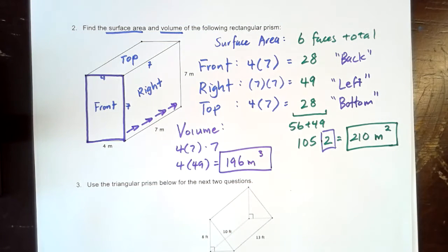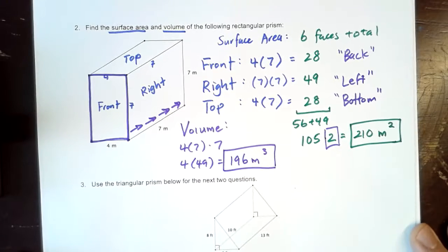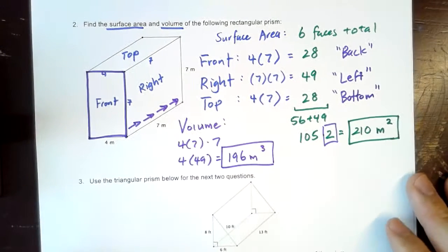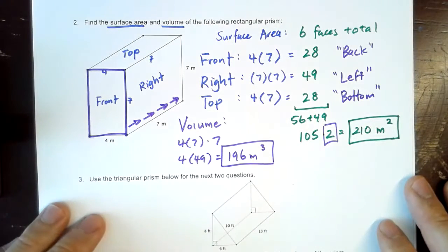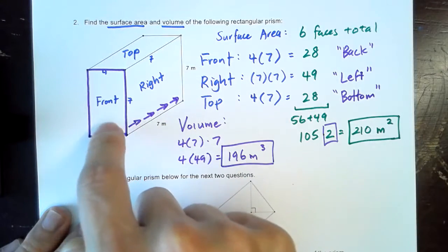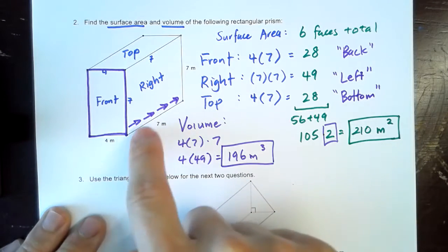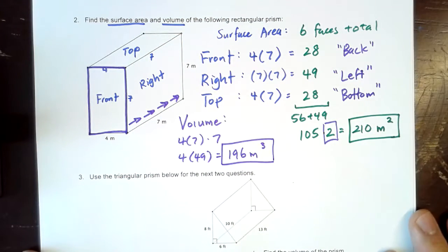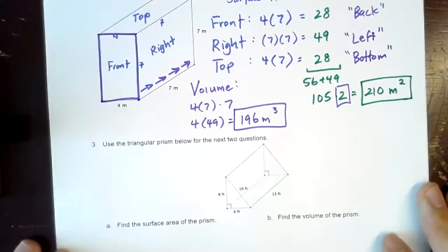So the surface area and the volume of a rectangular prism, to me, is a pretty straightforward concept. You just have to make sure you account for all the faces, and to calculate the volume, you just take this front face and multiply by the depth of the object. Hopefully that was good review.